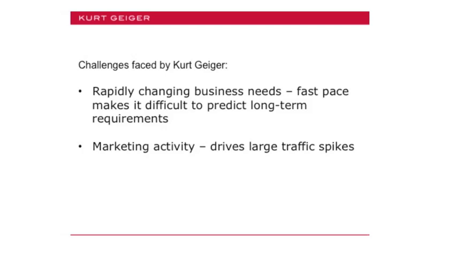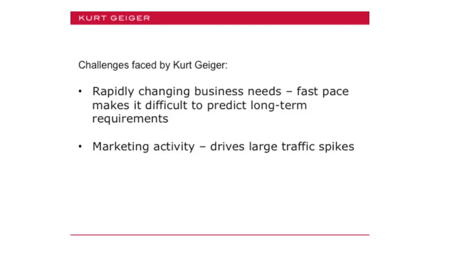So our main challenges, particularly with kurtgeiger.com, given that takes most of the traffic and has most of the product changes to it, it's a very rapidly changing business need. We've tried various other hosting providers that require long-term commitment, and AWS suits us here because we have a very fast-paced business. It's very difficult for us to predict what systems requirement we would need in a year or two.